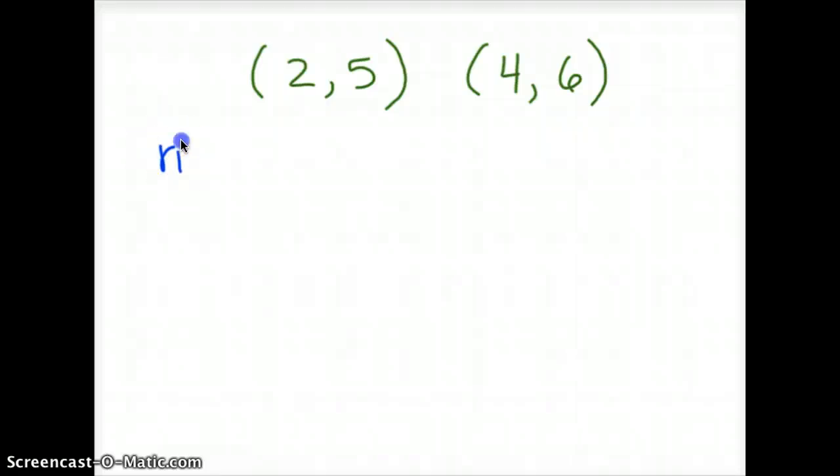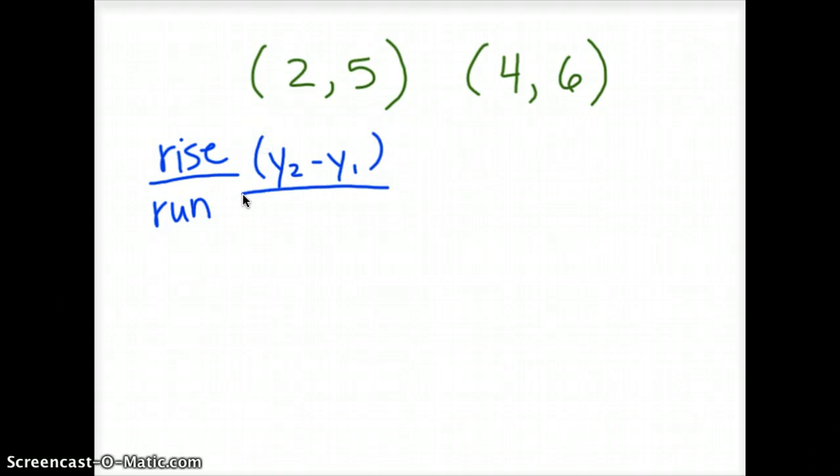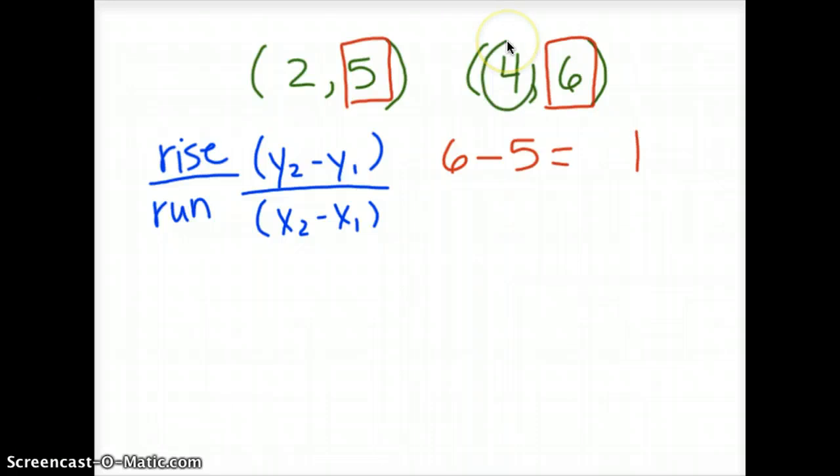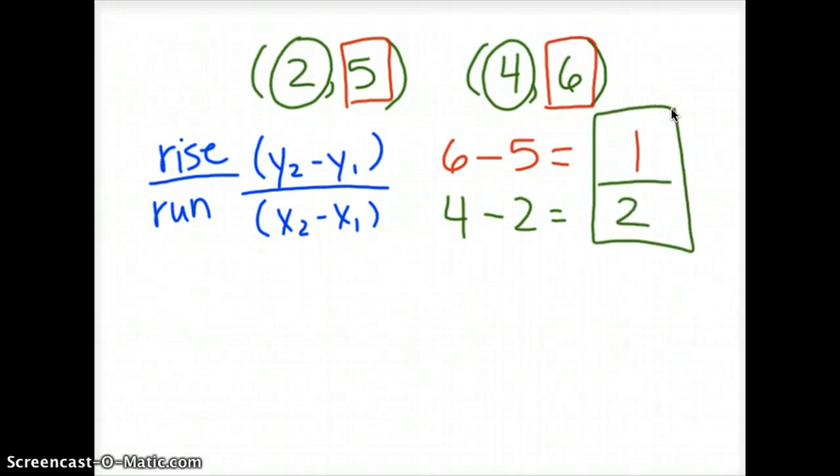Okay, so remember, rise over run, and rise is the change in y, meaning y2 minus y1, and then over the change in x. So let's find our y values in our coordinates up here. Here's y number 2. Here's y number 1. So we're going to do 6 minus 5. And then we're going to go to our x's. Here's our second x. So 4 minus the first x, which is 2, and I get 2. So my slope would be 1/2.